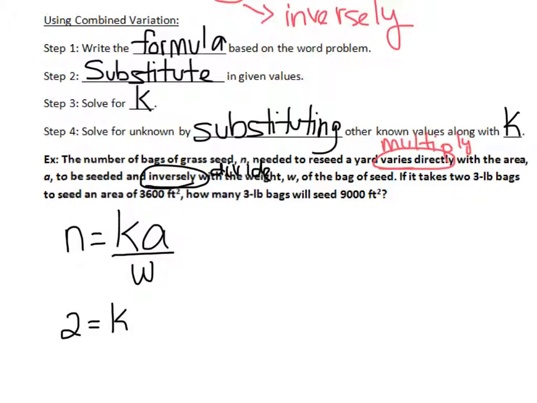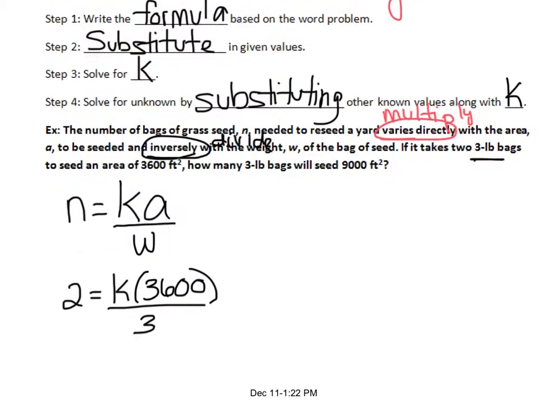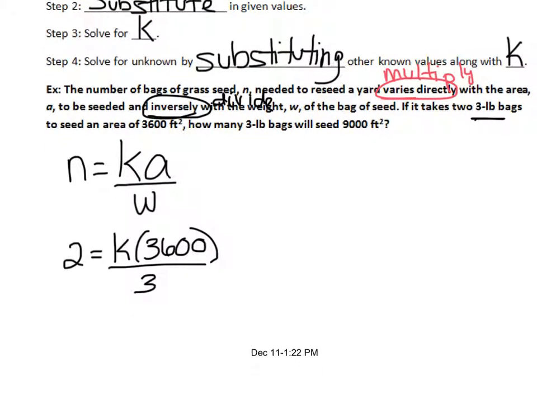Then it says the area of 3,600 feet. So that's A. And we're dividing it by the weight, which they said was 3 pounds. Now, a couple of things here. First of all, I'm going to rewrite the k times 3,600 as 3,600k. And now I need to get rid of this divide by 3.